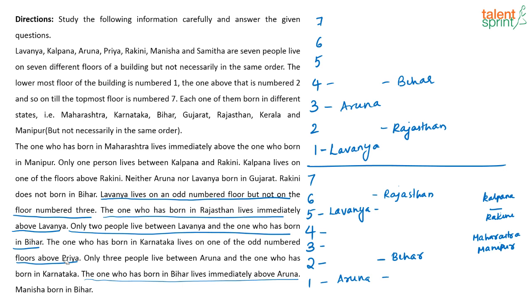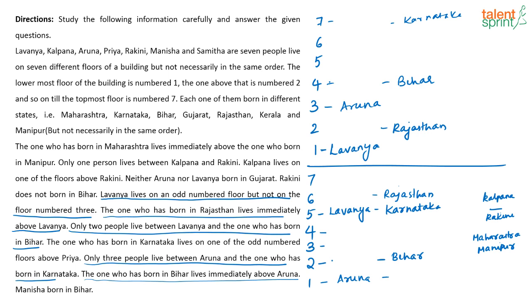Sorry, not that. Look at this. Only 3 people live between Aruna and the one who is born in Karnataka. So 1, 2, 3. So this has to be Karnataka. In this case 1, 2, 3. This has to be Karnataka. Now next, what is it that I have to fix? See, other information that I know is I have to fix Kalpana and Ragini, correct? So in this case again where can I fix them? If this was the case, Kalpana, Ragini can be here or here, 6 or 4, correct? Lot of places to fix them. Anyway, let's keep reading.